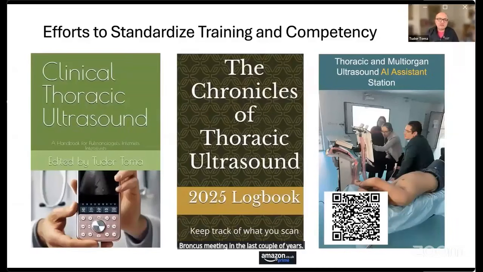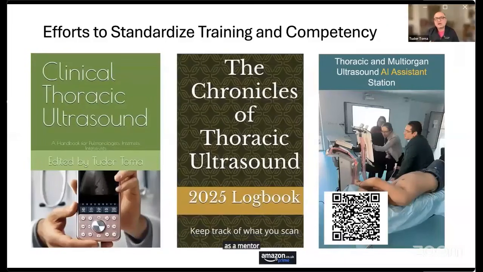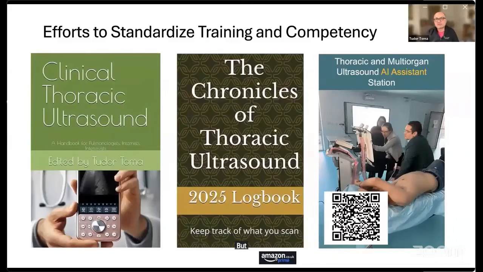However, what is new now and interesting is the use of artificial intelligence as a mentor who would guide the trainee in doing the correct procedure, and not only in doing the correct procedure, doing a course, but what's more important is doing the procedure when the student is now in his institution, remote from the place where the course was.